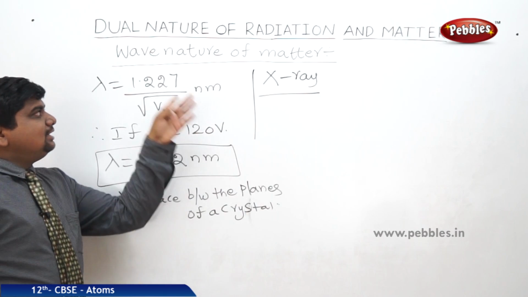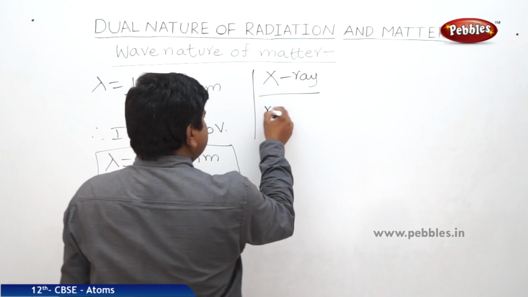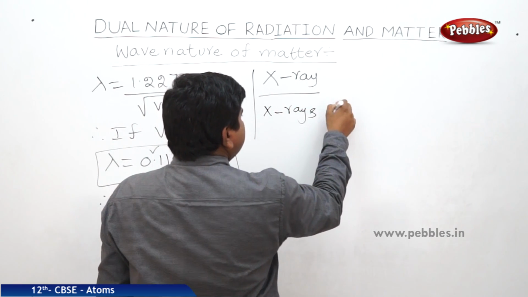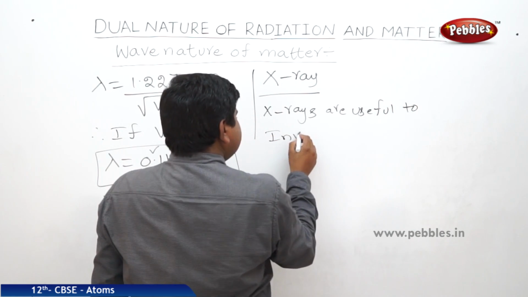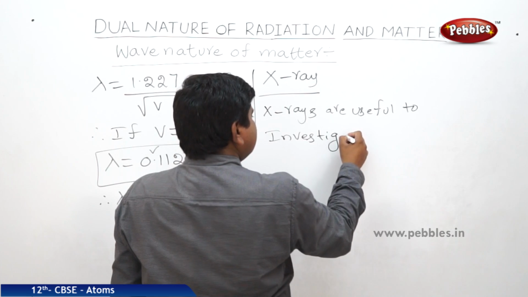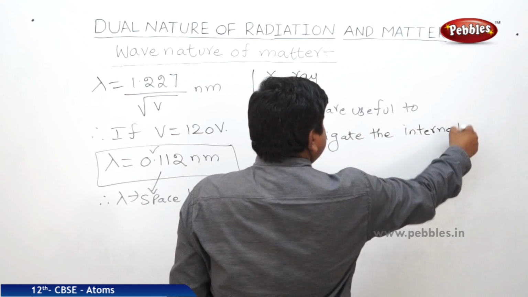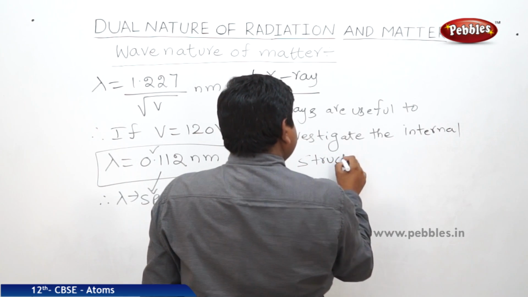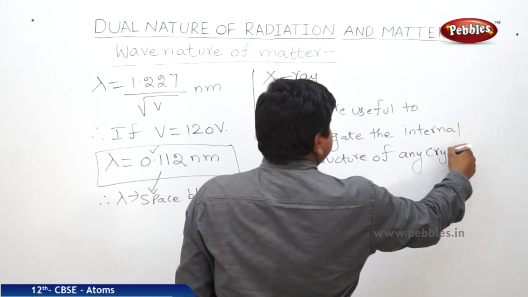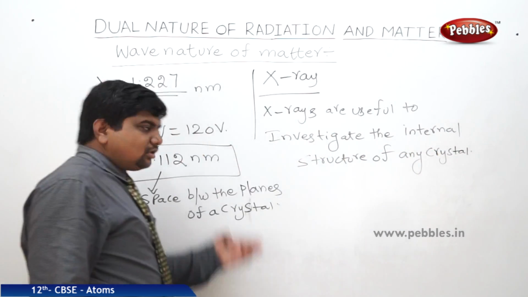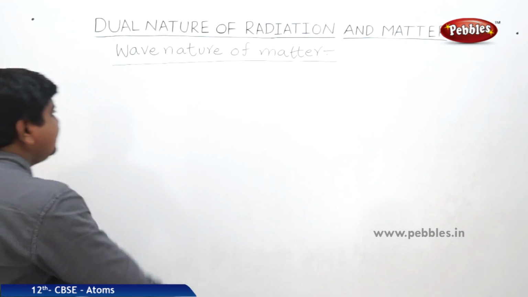For this discovery, Mr. de Broglie got the Nobel Prize. So, X-rays are useful to investigate the internal structure of any crystal. So this one concept leads to another discovery. Now we will see the Heisenberg's uncertainty principle.